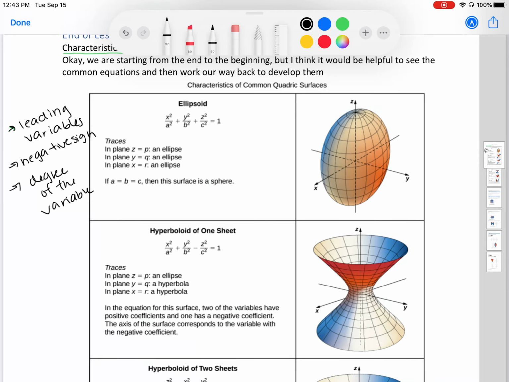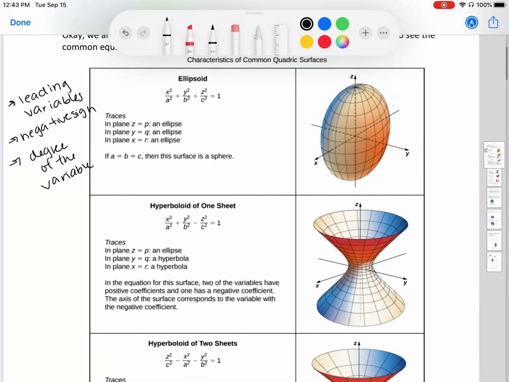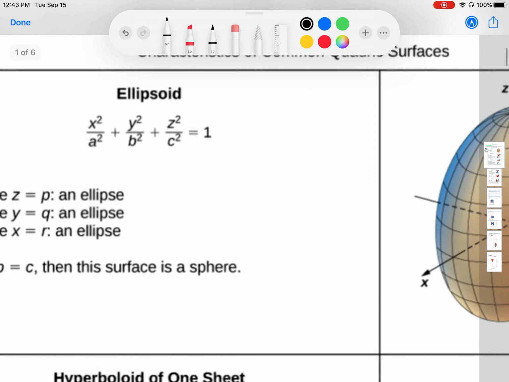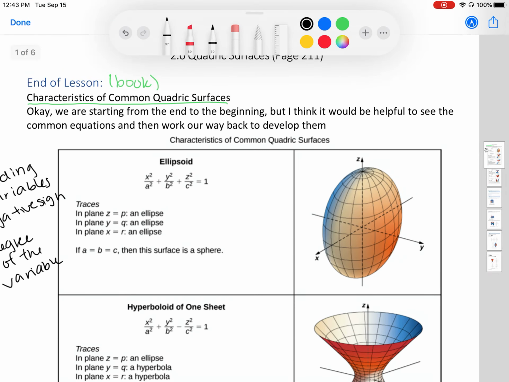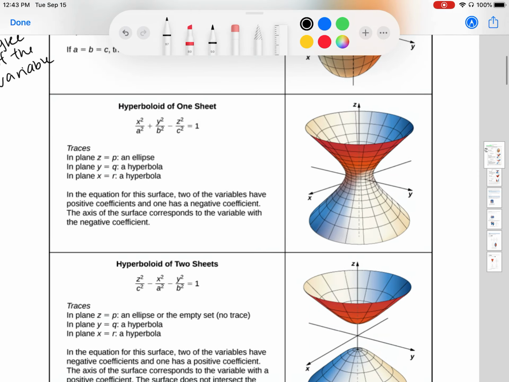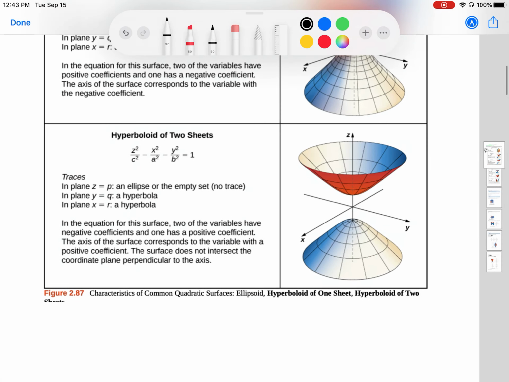So we first have an ellipsoid, and notice that every degree is to the second power, and we have x, y, and z represented, and it's also equal to 1. We have a hyperboloid of one sheet. Notice we have one minus sign separating two terms. We have a hyperboloid of two sheets. Notice there are two minus signs.